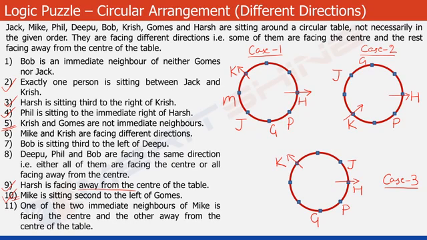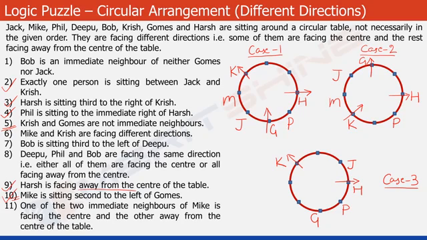And if this is the position of Mike, then Gomes has to be facing towards the center of the structure. So this becomes the direction of Gomes. Likewise, in the second case, the position for Mike would be this one. If Mike is here and Mike is sitting second to the left of Gomes, then Gomes must be facing away from the center of the table, like this. So if Gomes is facing away from the center of the table, Jack would be towards his left and Mike would be the second person towards his left.